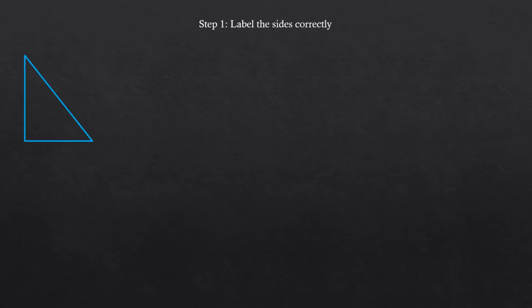Okay, so step one in any trigonometric problem is to label the sides correctly. Here I am going to label the vertices A, B, and C. This is my right angle over here. First of all, let's discuss what we are going to do. Here, the side opposite to the right angle will be called the hypotenuse. This is the first thing that you have to recognize: what is your hypotenuse.